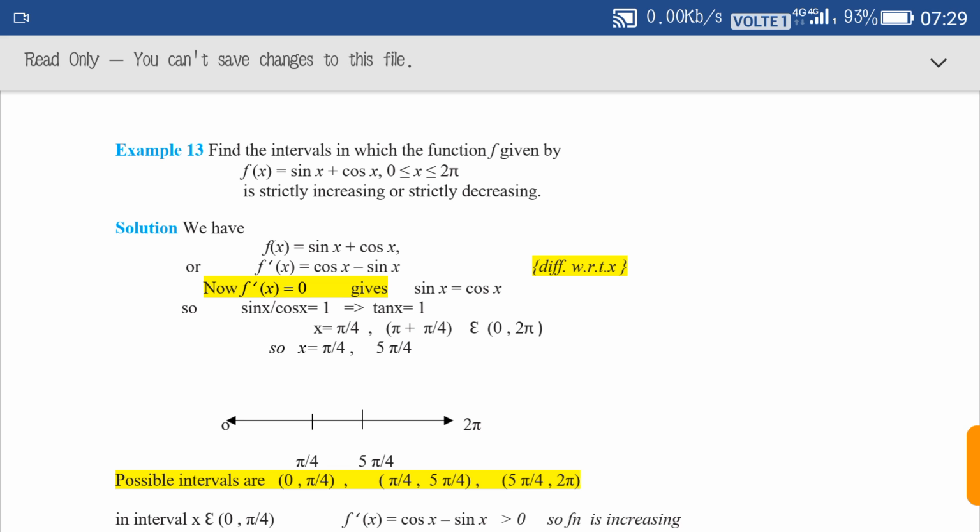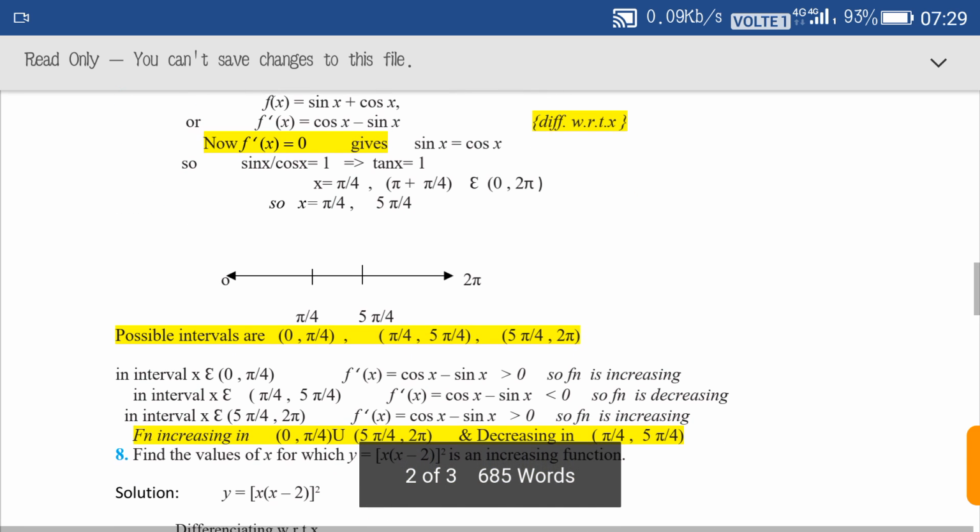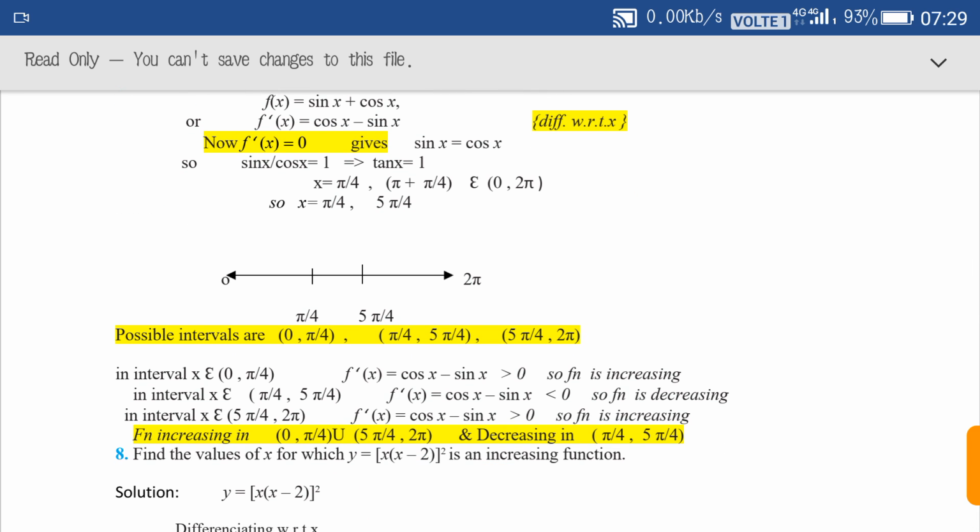You have 0 to 2π, the boundary, and π/4 and 5π/4, there are two numbers. So the possible intervals are 0 to π/4, π/4 to 5π/4, and 5π/4 to 2π. Now from every interval we have to take x and check f'(x). In the interval 0 to π/4, we take x belonging to 0 to π/4. Now check f'(x) is cos x − sin x.